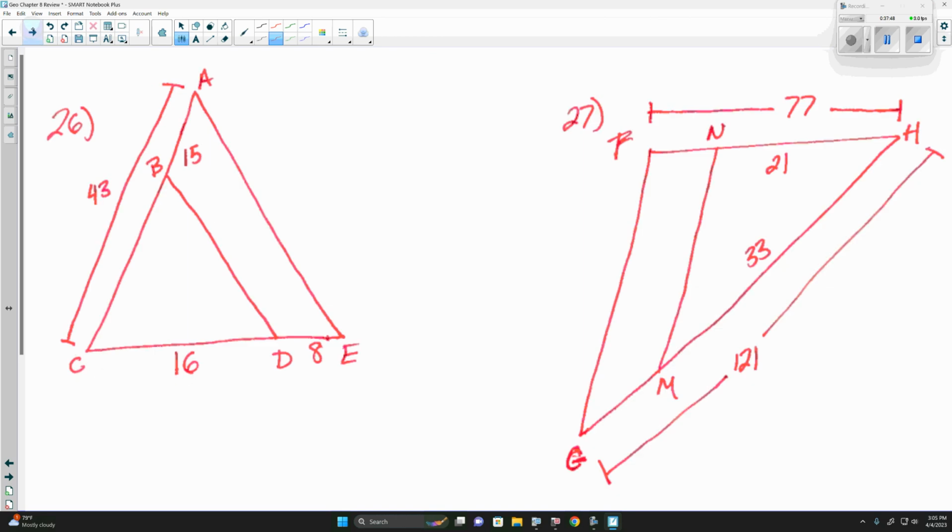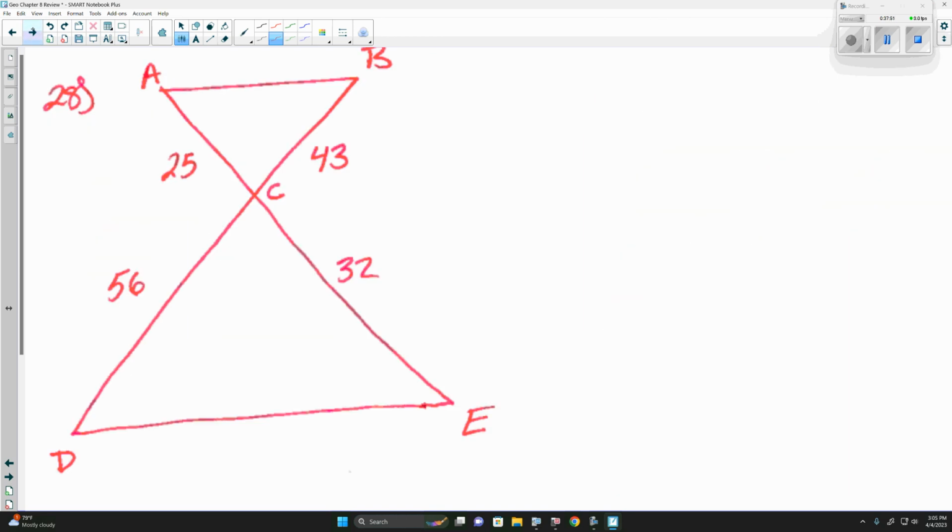28. Because 28 is a little bit different because we are not given 3 sets of sides. We're only given 2 sets of sides, yes? Now, side angle side, because these 2 angles are vertical angles. Whenever we have 2 triangles that intersect where their sides cross and connect, most likely we're going to have vertical angles. So we can say angle ACB is congruent to angle DCE. So we have a set of angles.